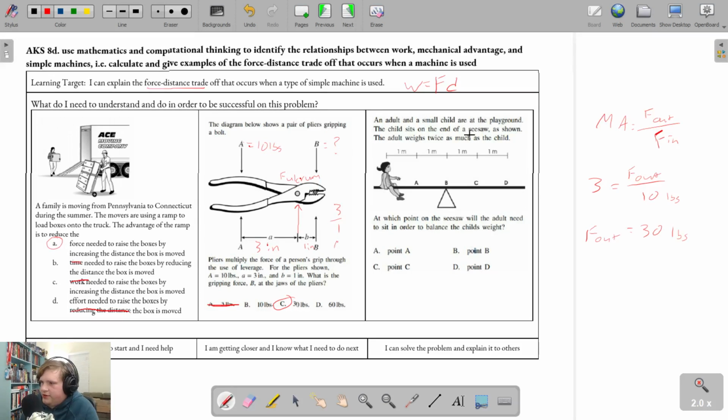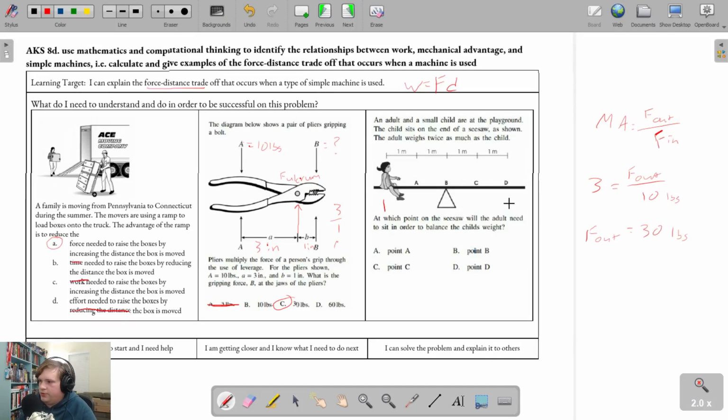An adult and a small child are at the playground. The child sits at the end of the seesaw as shown. The adult weighs twice as much as the child. This is like our balancing beam that we started with. Force, distance, trade off. The more force you have, the less distance you need. So if she is 2 marks away, let's give her a mass of 1. Then where would you put the mass of 2?